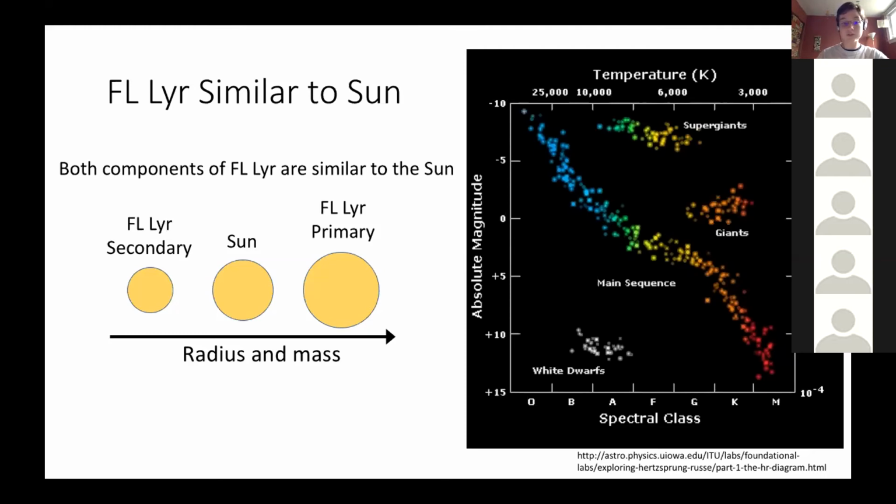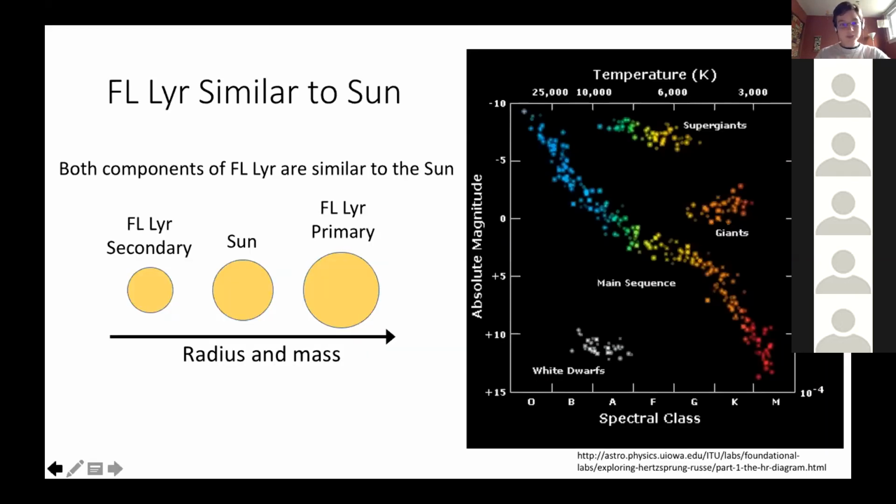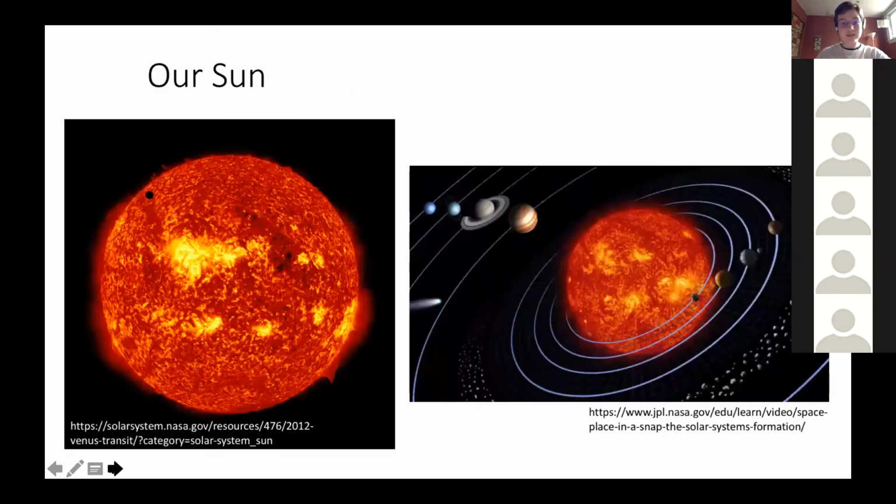And so is FL Lyra. So FL Lyra is also right up here on this plot. And our sun, so it's similar to our sun, right? This is one of the reasons we're interested in it, because our sun we can study really well because it's so close to us. So we can measure properties of the sun. For example, you can look at how the planets move around it, and we can measure the mass of the sun.